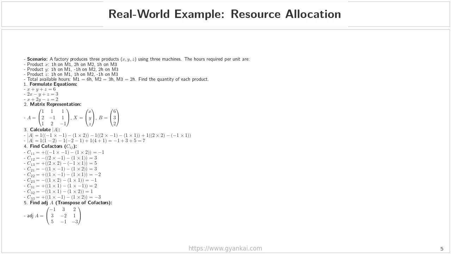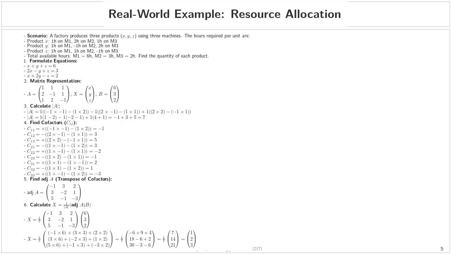Once we have all our cofactors, we find the adjoint of A. This is done by taking the transpose of our cofactor matrix. Essentially, we switch the rows and the columns. This gives us our adjoint matrix. Finally, we solve for our variables using the formula. X equals 1 over the determinant of A, multiplied by the adjoint of A, multiplied by matrix B.